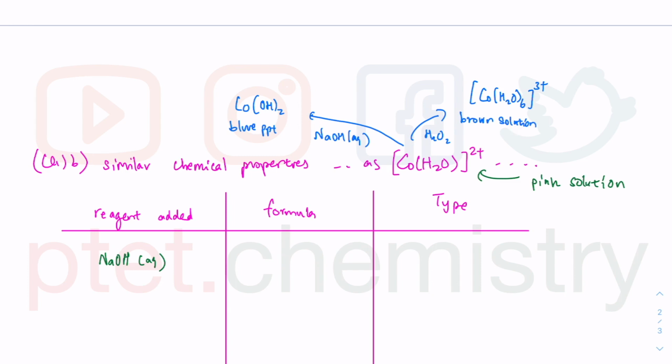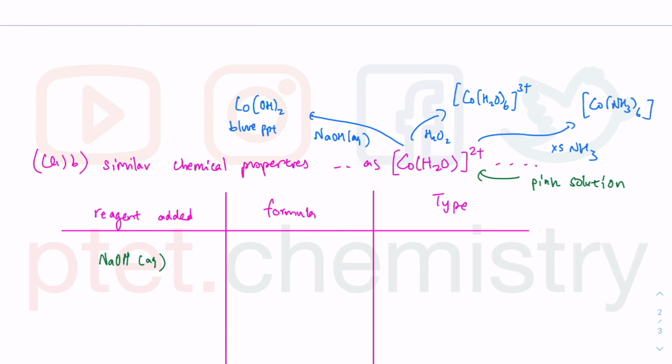Actually, I beg your pardon, it's not a brown solution. You get the brown solution when you oxidize the cobalt 6NH3 with 2 plus into the cobalt 6NH3 with 3 plus. I actually don't know the color of this cobalt 3 plus aqueous solution, but I know you will oxidize the cobalt 2 to cobalt 3 using the oxidizing agent. In the presence of excess NH3, you're going to get cobalt NH3 6, 2 plus.